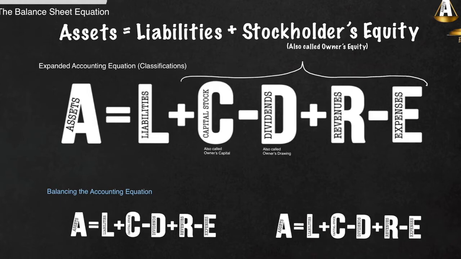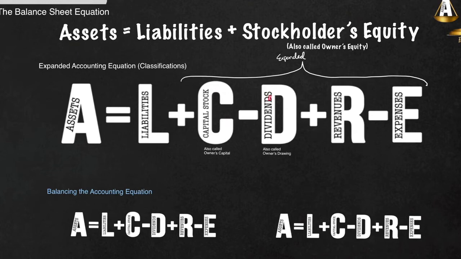The second component is dividends. It's also called drawing. The third component is revenues. And the last component is expenses. So again, that is considered the expanded accounting equation when you expand stockholders' equity into 4 pieces.